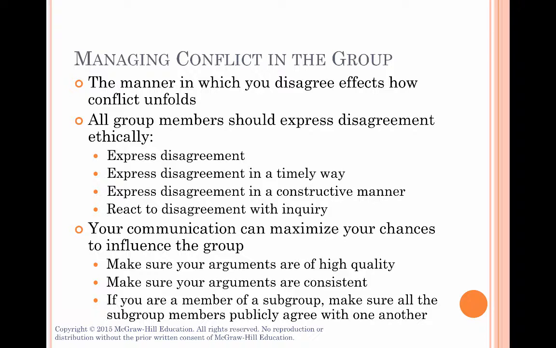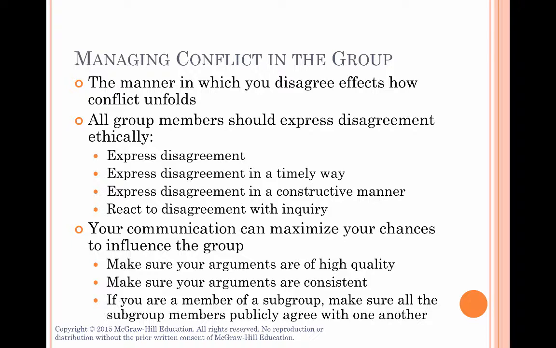The way you communicate in the group can maximize your chances of having your ideas heard and influencing the group. You also need to make sure your arguments are of high quality. If it's an important idea and you want it heard, you should have thought it through, maybe done some research on it to find evidence that supports your idea, and understand and be able to respond to criticism of that idea well.